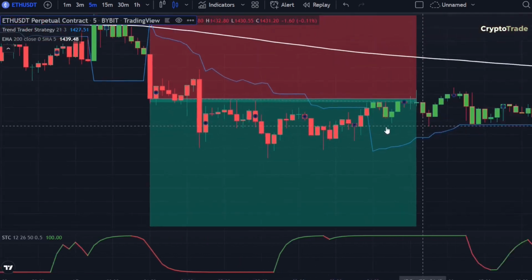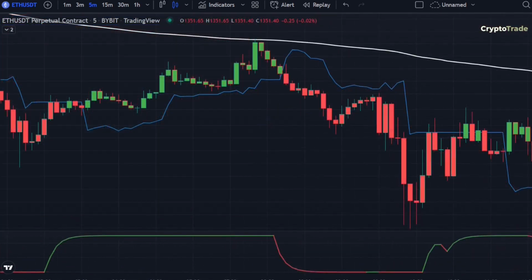Let's look for the next trade. The candles are below the EMA white line. Candles have changed from green to red. The red candle is below the trend trader strategy blue line. The STC indicator is red.